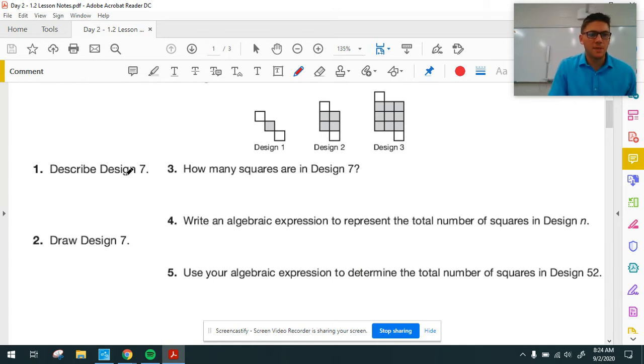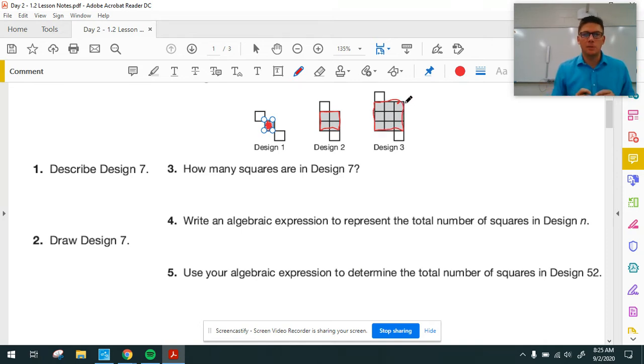So it says describe design 7. We're going to take this design 1, 2, 3 and try to expand it to what it potentially could look like for design 7. Something to note is that design 1 has just a single square in the middle. Design 2, there's a 2 by 2 square in the middle, or 4 total. Design 3, I see a 3 by 3 square in the middle, or 9 total.